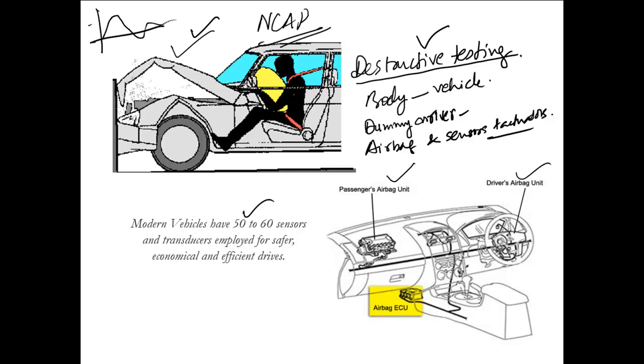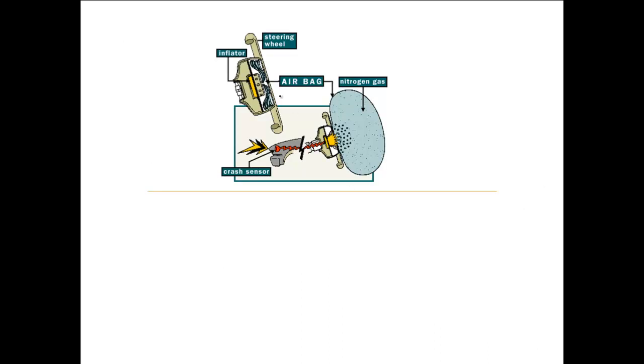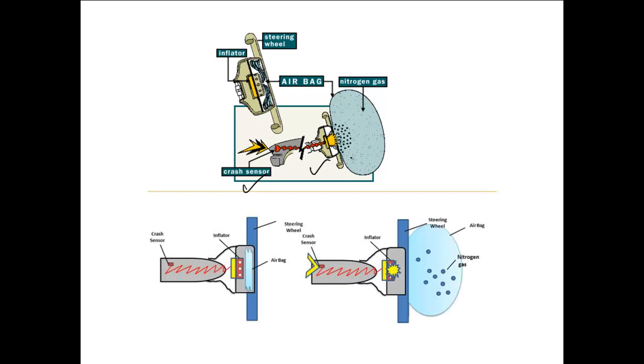For example, in detecting a crash, the moment there's a crash, an airbag inflates to save you from that accidental impact. So you have a crash sensor, which should be very accurate, and the actuator should also be very fast, so that within milliseconds or microseconds it inflates and prevents the passenger from being hurt.